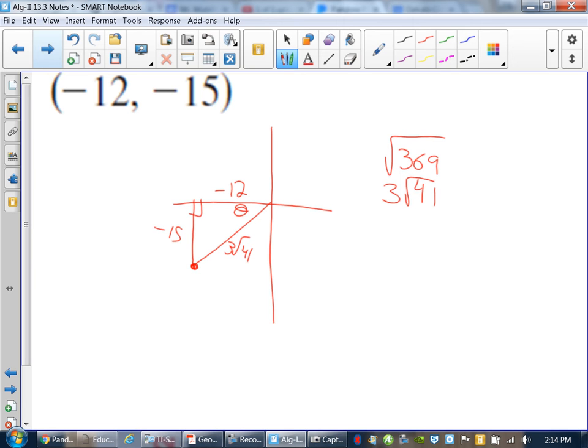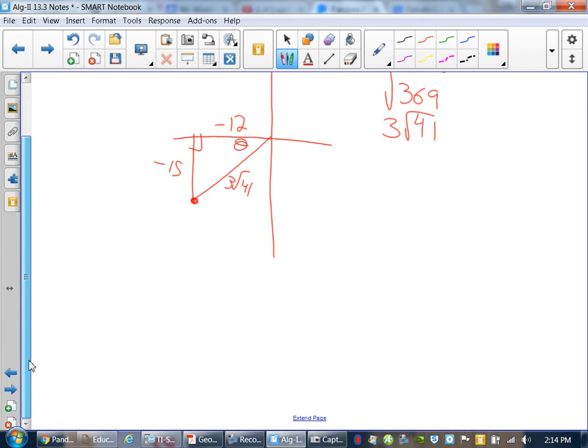So then you just go through your trig functions again. And bear in mind that you have to rationalize your denominator. But is it really hard to worry about root 41s in the denominator? No. So go through your list.